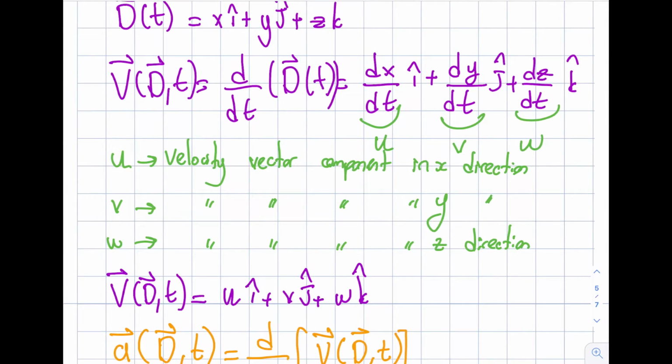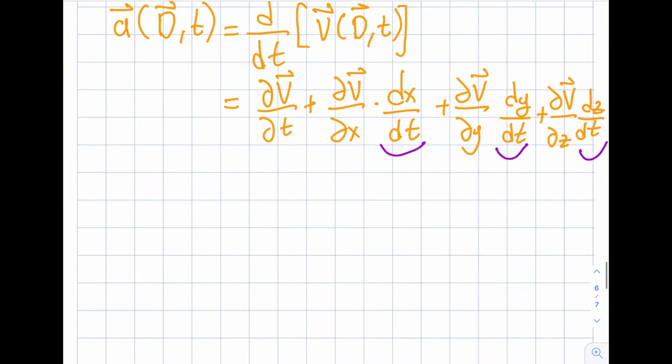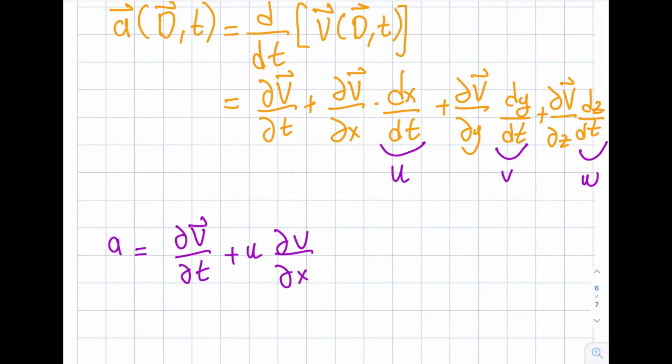What did I say dx/dt is? I said it is u. Well, why don't I just plug it in? And I said this for v, and I said that this is w, right? So now, if I properly rewrite this, what I will get is the acceleration is ∂v/∂t, because I was not able to do anything about it. So it's going to be u ∂v/∂x plus v ∂v/∂y plus w ∂v/∂z.